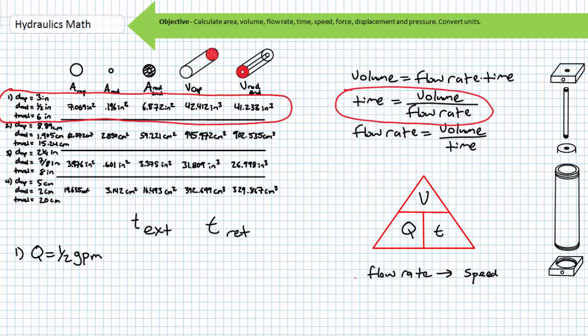Using one permutation of our flow rate, volume, and time relationship, it can be said that time is equal to volume divided by flow rate. On a general conceptual level, this should be readily understood. It's the details that matter.